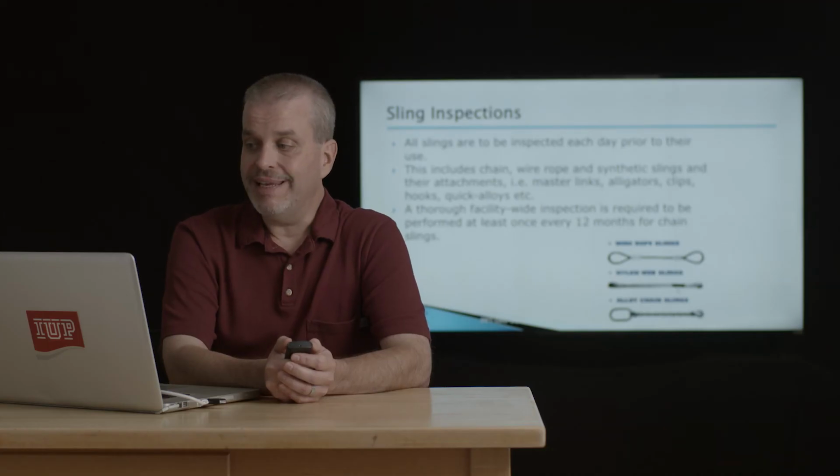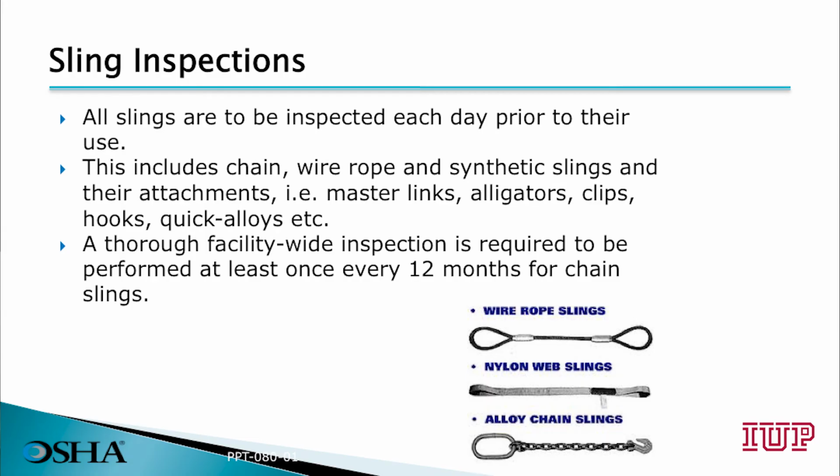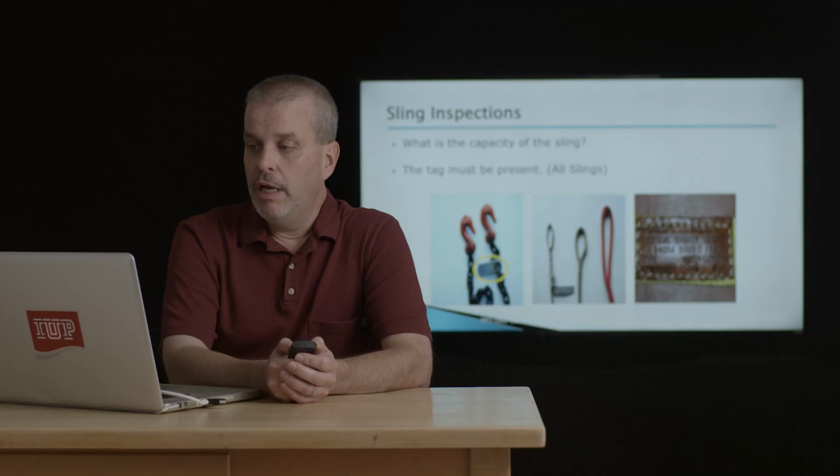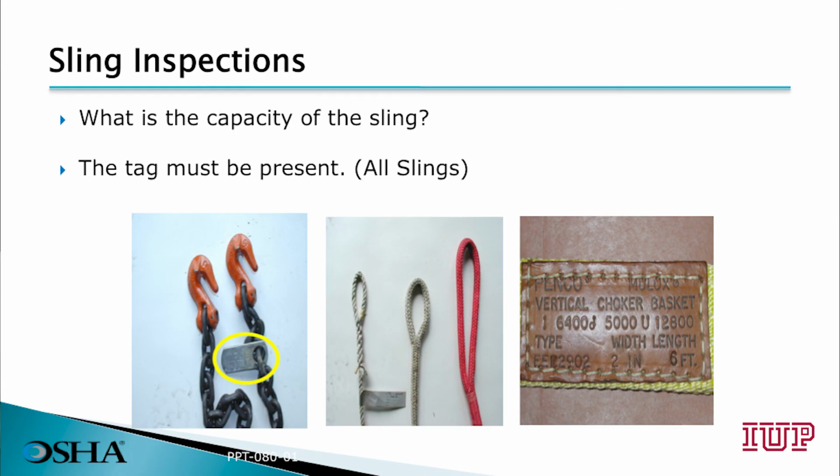Slings need to be inspected each day prior to their use, and this inspection includes chain, wire rope, synthetic slings, and all their attachments. A thorough facility-wide inspection is required to be performed at least once every 12 months for chain slings. To safely use slings in the workplace, you need to know what the capacity of the sling is. And in order to know what the capacity of that sling is, a tag must be present.